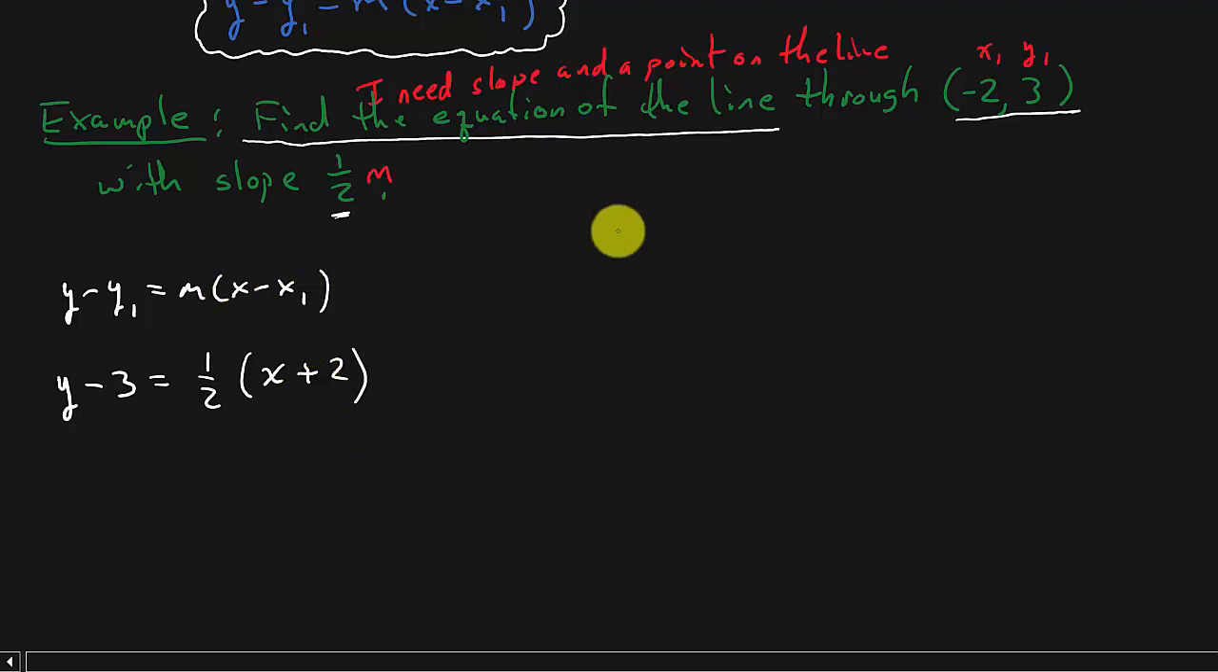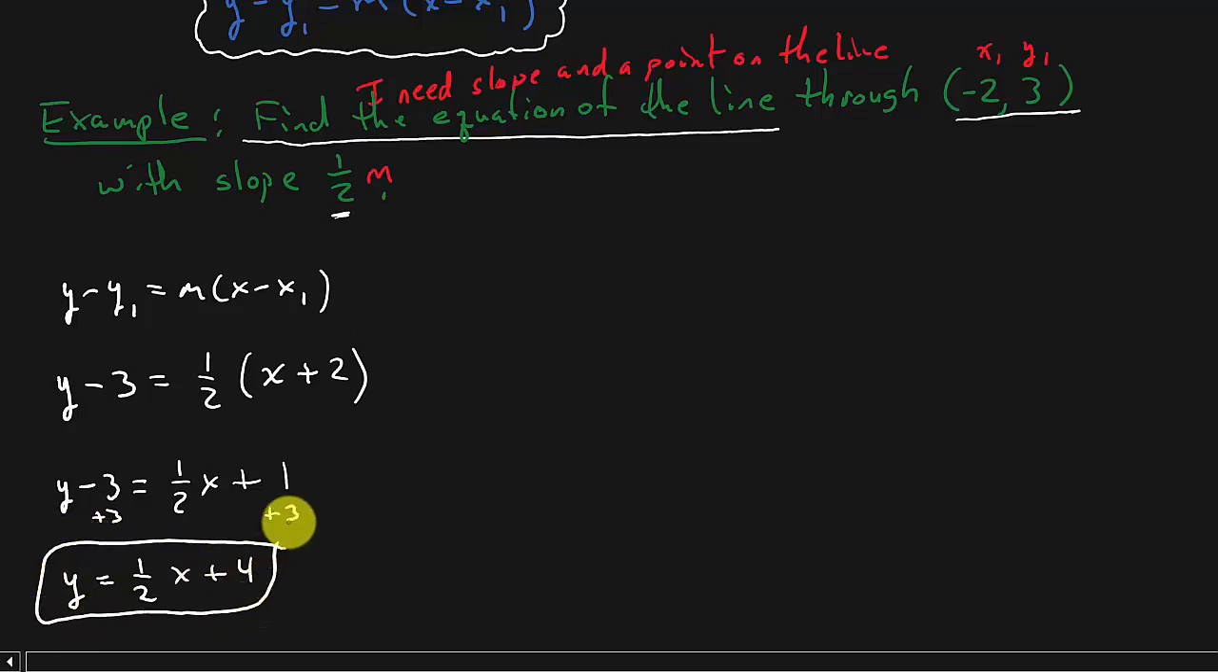Look at this part here. I plugged it in. x minus negative 2, right? Plug the negative 2 in for x1, so that's x minus negative 2. The two minuses make a plus. And then we just solve this thing for y. So I'm going to distribute the 1/2, so y minus 3 equals 1/2 x plus 1. And then I'm going to add 3 to both sides. And so I get y equals 1/2 x plus 4. And there's your answer.